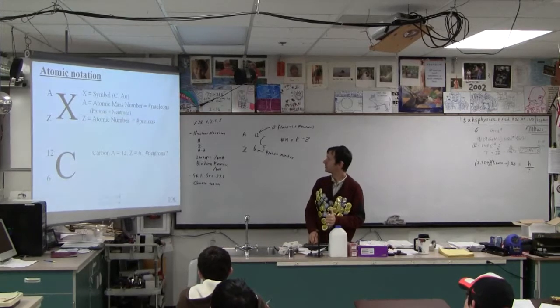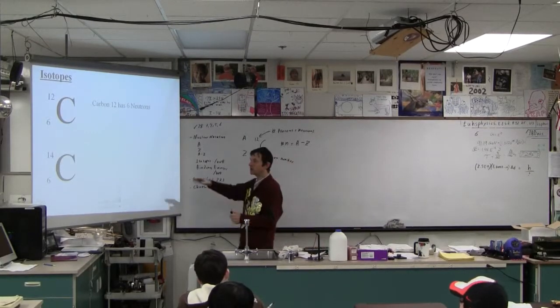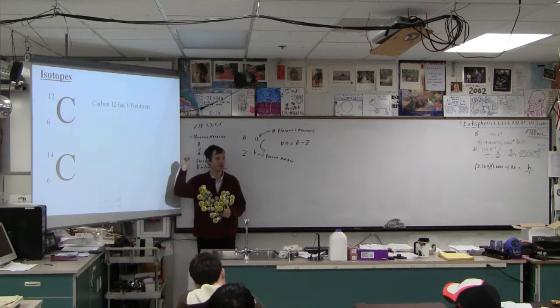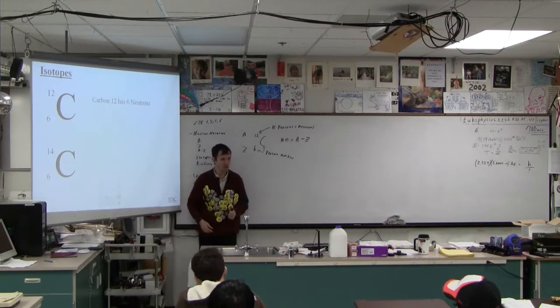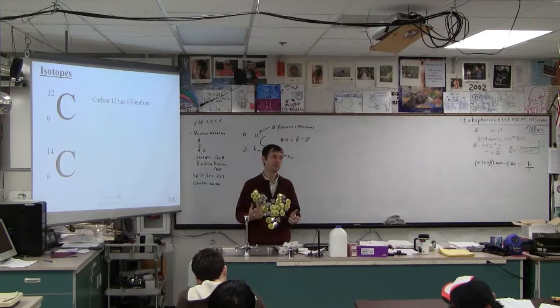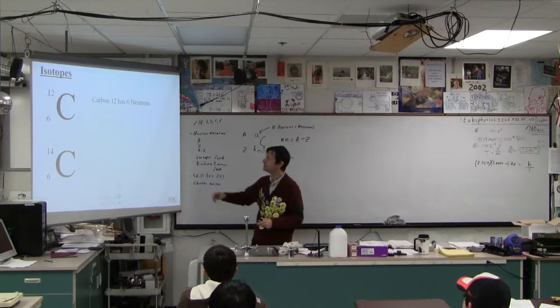So carbon-12 has 6 neutrons, but it's not the only carbon in town. There's carbon-14, which I believe is created in the Earth's atmosphere by cosmic rays coming down and making carbon-14. It's unstable. It has a half-life of approximately 5,730 years. And it's sort of an interesting thing.